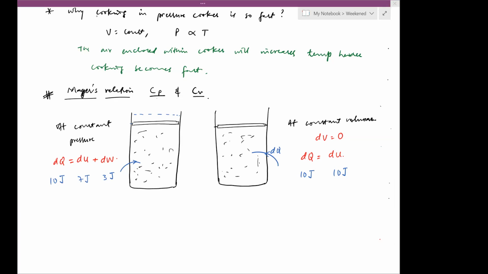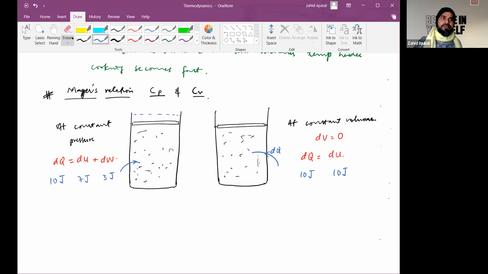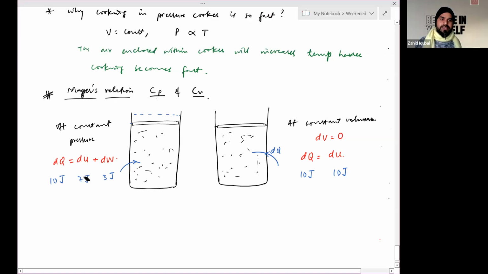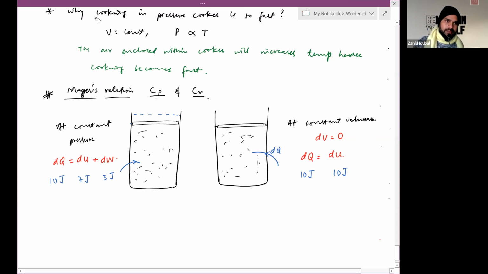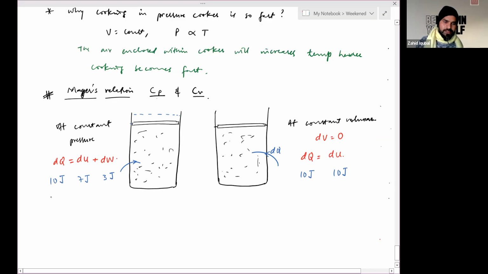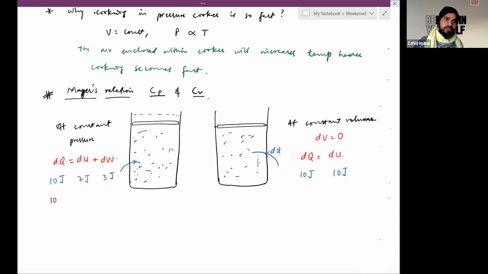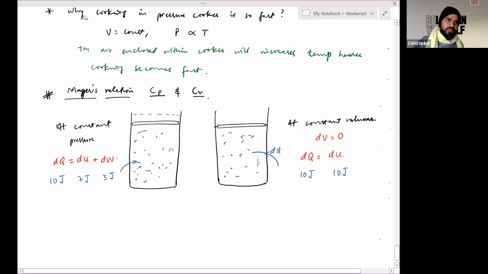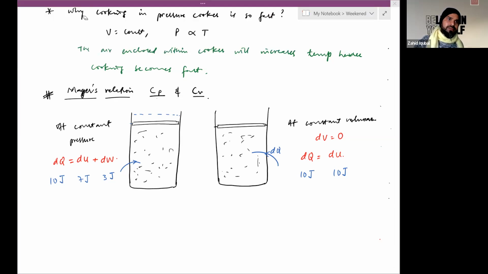Yes. So if you have to increase internal energy so that it becomes 10 joule, comparable to the part we got for constant volume, you must increase the amount of heat supplied. So let's say this quantity is increased from 10 joule to some 12 joule, 14 joule, 15 joule, and something more.